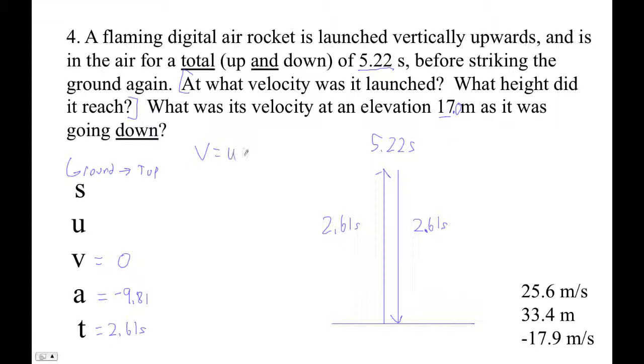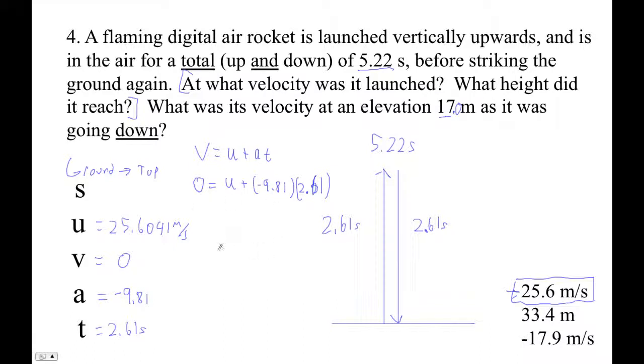v equals u plus at. 0 is, oh, we don't know u, but that's what we're finding. Negative 9.81 times 2.61. So u essentially is just going to be this times this, but not negative. So 25.6041. Okay, so initial velocity with 3 sig figs is 25.6 meters per second.